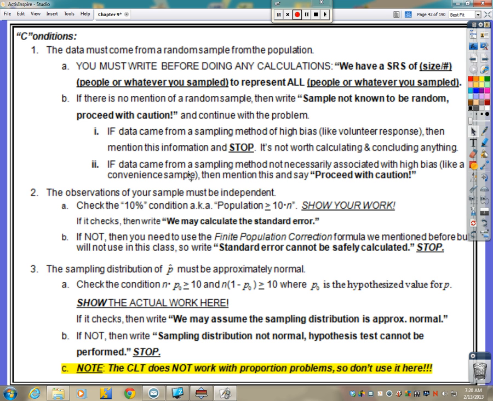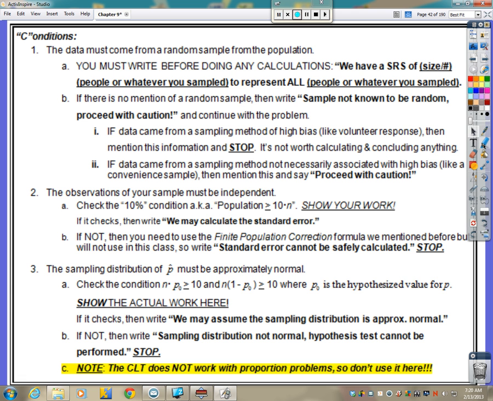If they mention that it's from a call-in poll or some sort of sampling method that will produce a high level of bias, then we're just going to stop. It's not worth calculating and doing any type of statistical work with. But you need to mention that the sampling method is not random at all and will produce results that aren't favorable. We still have the independent check or the 10% condition.